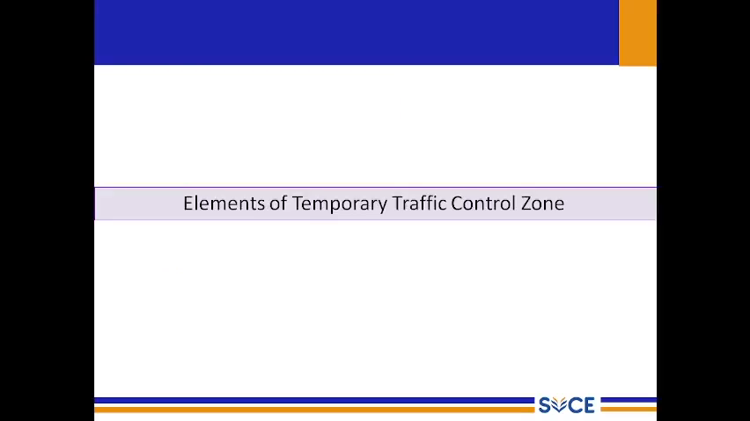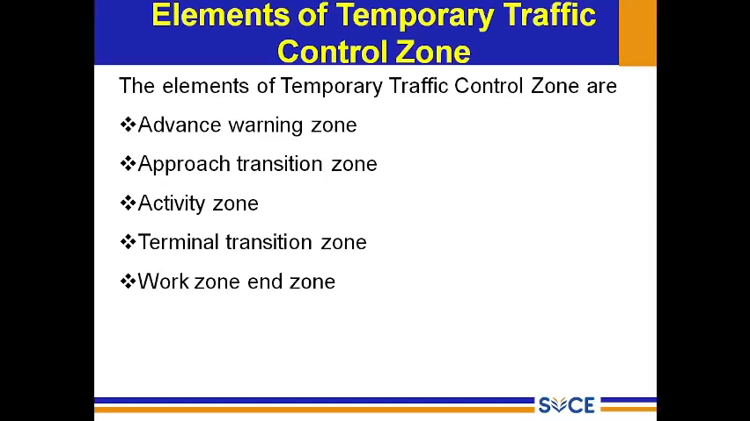What are the various elements of temporary work zones? This is what is listed here: advance warning zone, the first zone; approach transition zone, where they give a taper; activity zone, the actual work zone; terminal transition zone, where at the end of the work zone they give another taper; and work zone end zone, the last signboard they keep. The full stretch, from the first signpost to the last signpost, is known as the complete temporary traffic control zone.